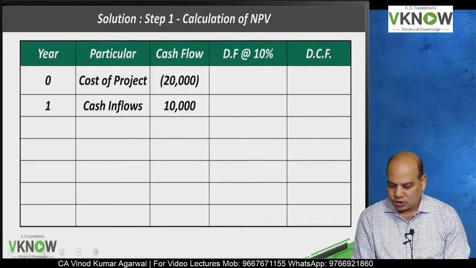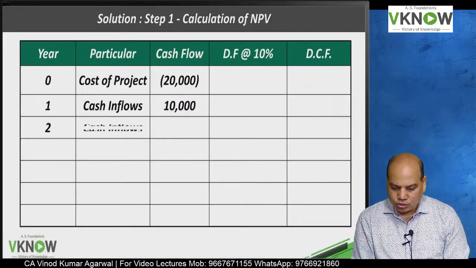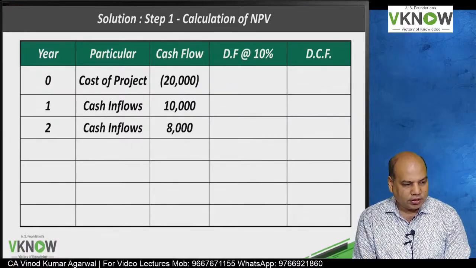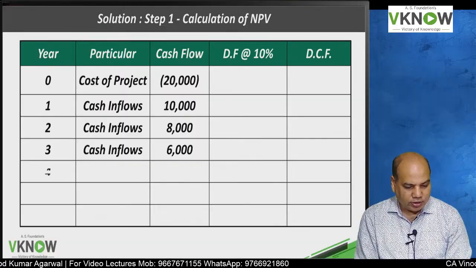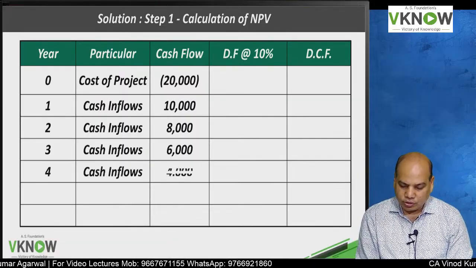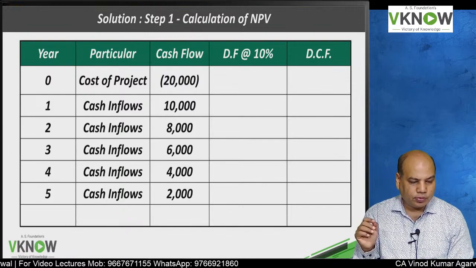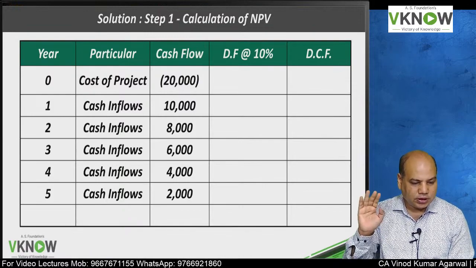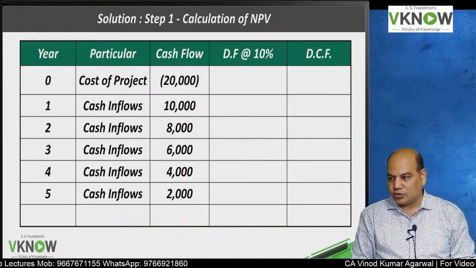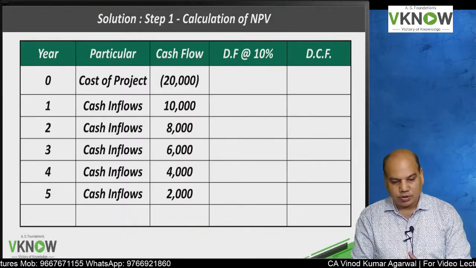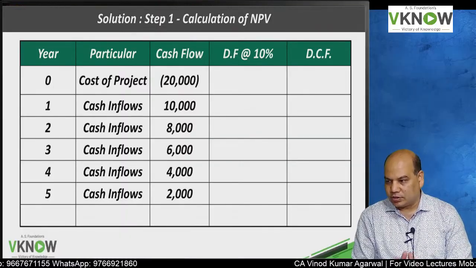Year 1 cash inflow 10,000. Year 2 cash inflow 8,000. Year 3 cash inflow 6,000. Year 4 4,000 and year 5 2,000. If you are going to go up to the 5th year, then the scrap value given to you is not important, because you are going to continue for 5 years.